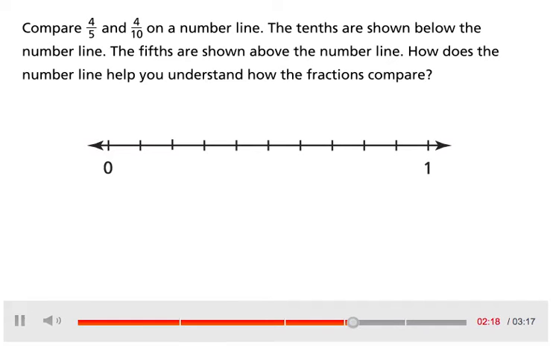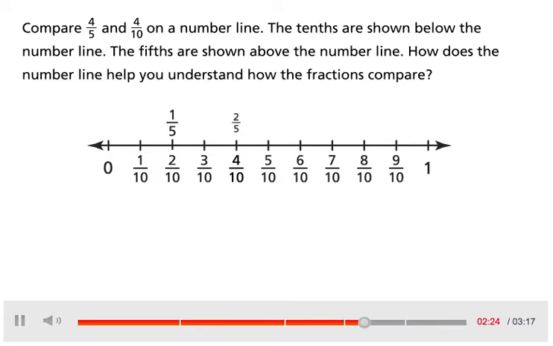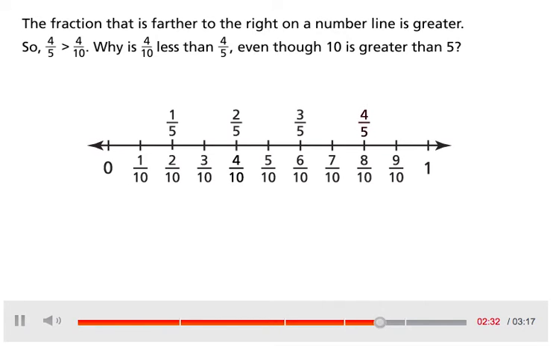Compare 4/5 and 4/10 on a number line. The tenths are shown below the number line. The fifths are shown above the number line. How does the number line help you understand how the fractions compare? The fraction that is farther to the right on a number line is greater, so 4/5 is greater than 4/10.